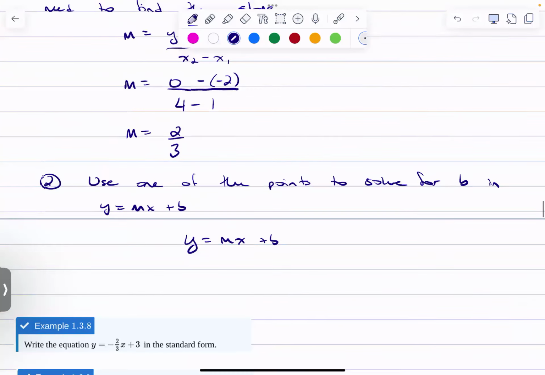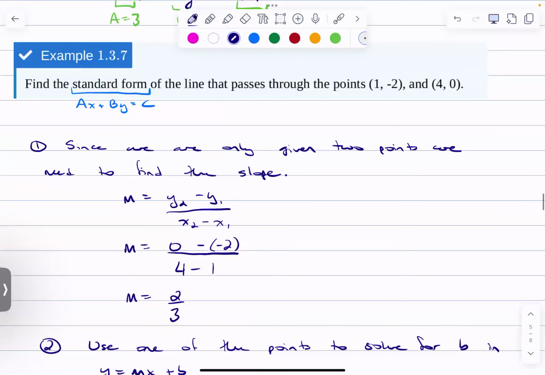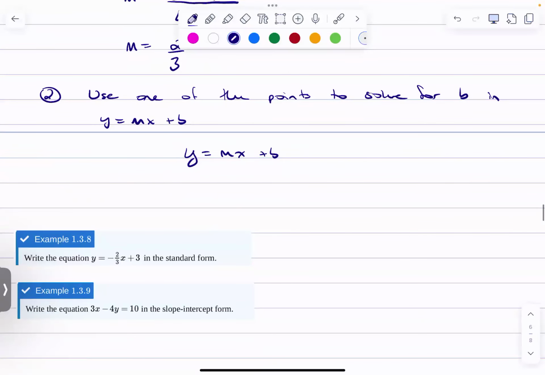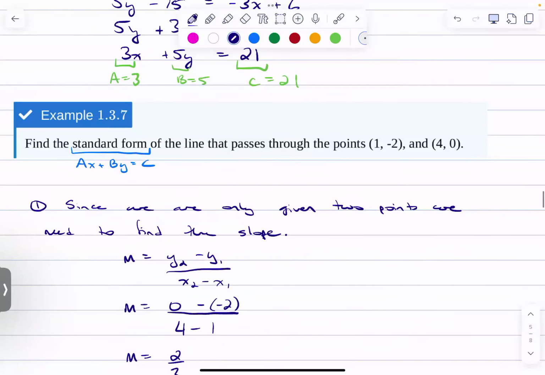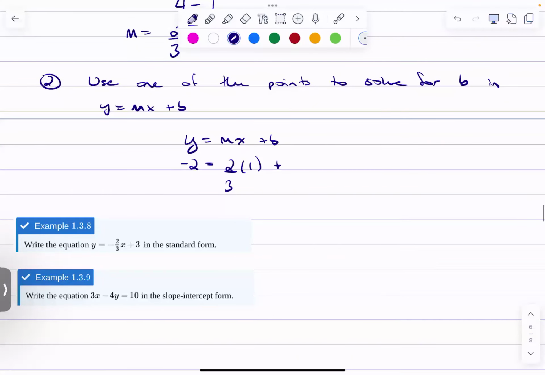So let's see here. Oh, I looked at it and I forgot 1, -2. So if y is -2 and the slope is 2/3, then x is 1. Let me just make sure. 1, -2, yeah. Plus b.